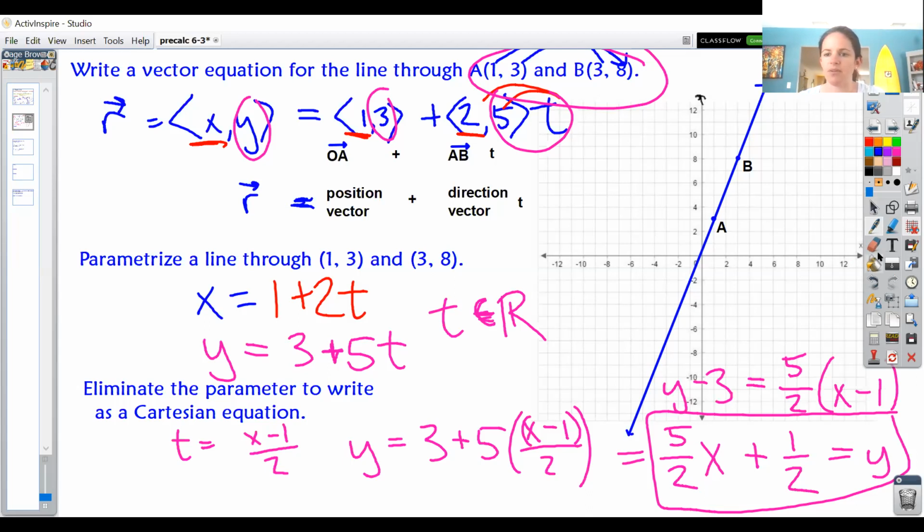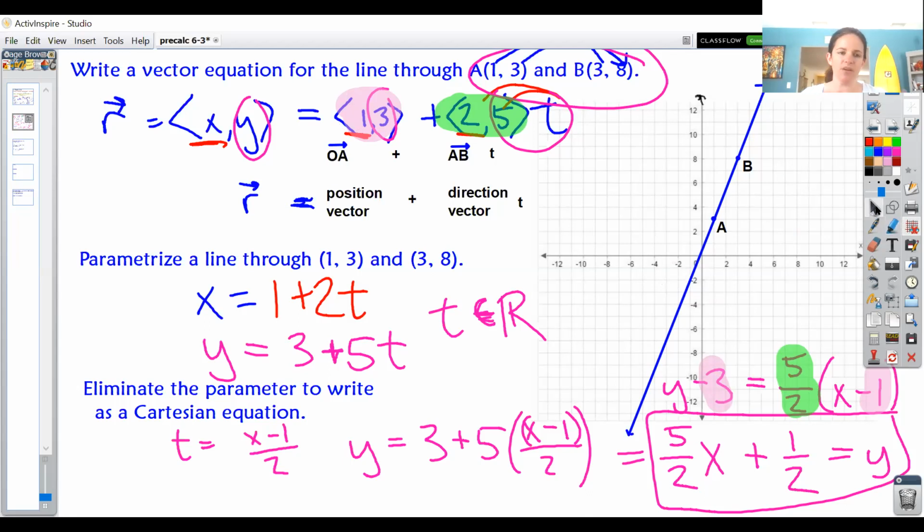Let me switch the highlighter real fast. Notice, if I want to highlight, you've got your 5 halves here, which is the slope. Notice how that's related to the direction vector. And then you've got your fixed point with the x of 1 and the y of 3. And notice how that's related to the position vector there. So you're just representing it in a couple different ways.